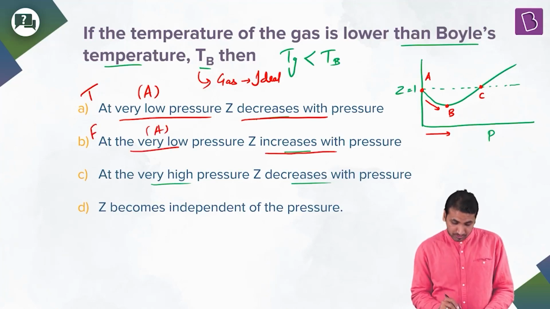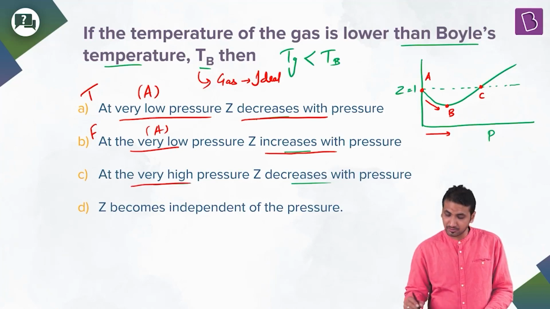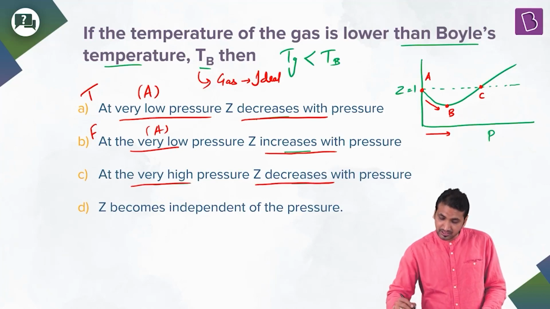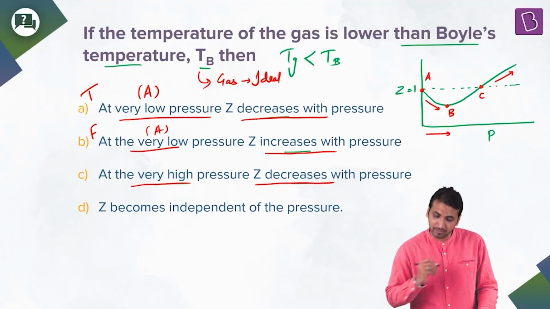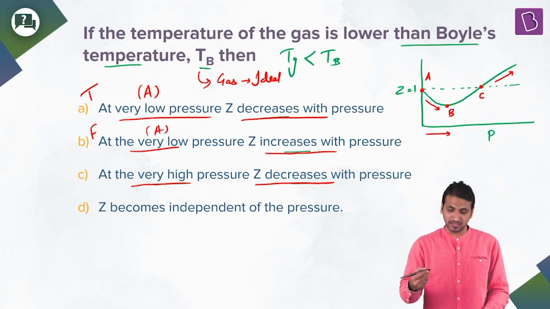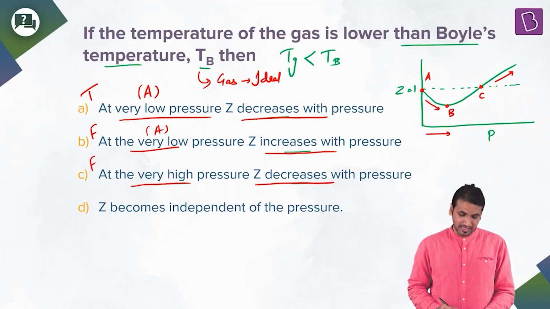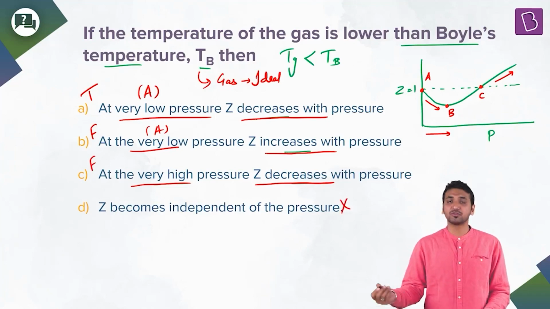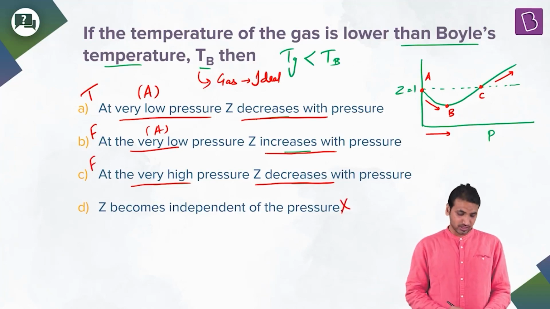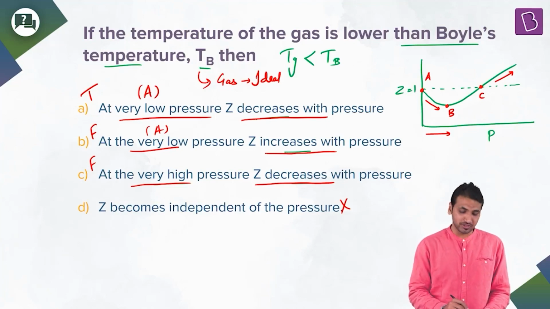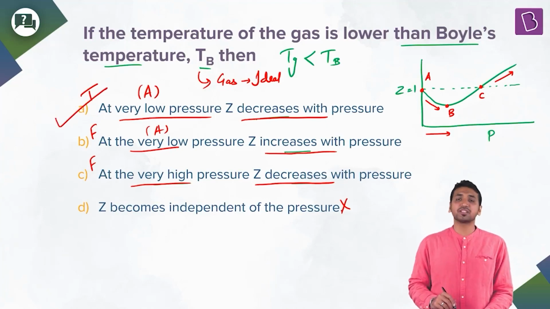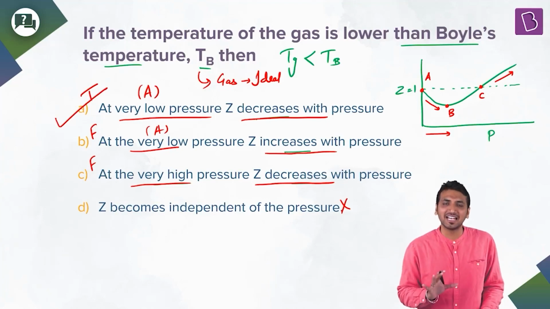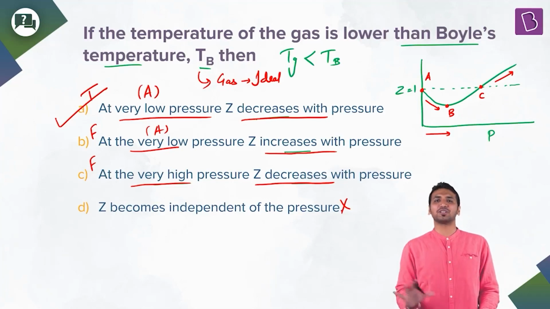Option C says at very high pressure. That means we are talking about C or above C. Z decreases with pressure. Observe this. At very high pressure, Z is increasing with pressure. So this is incorrect. And Z becomes independent of the pressure. This is a vague statement. We can see Z is varying with pressure. So the correct answer to this question is option A, which says at very low pressure, Z decreases with pressure. And with that, we conclude this question.